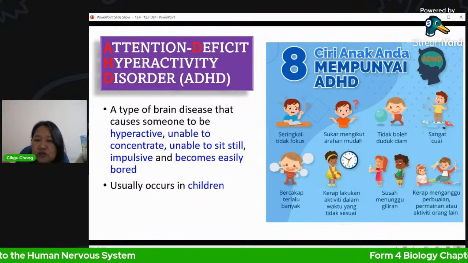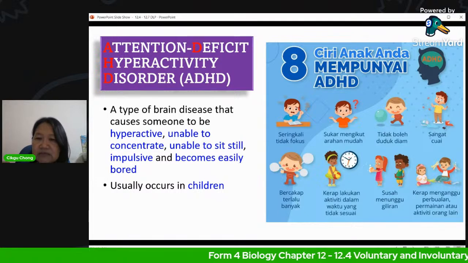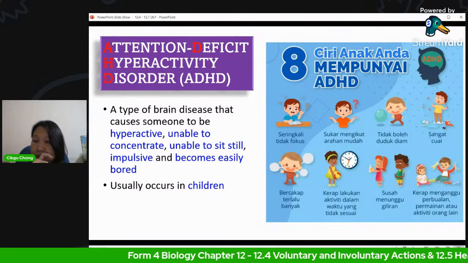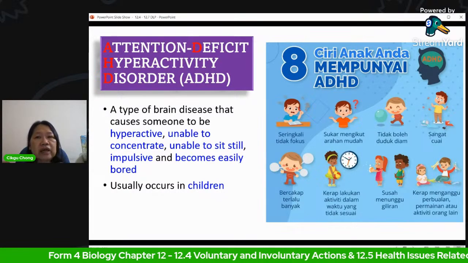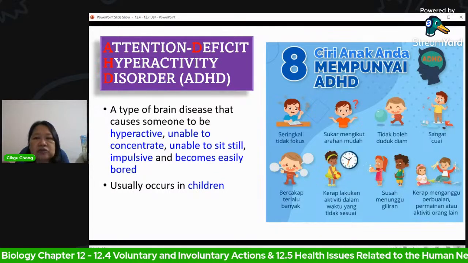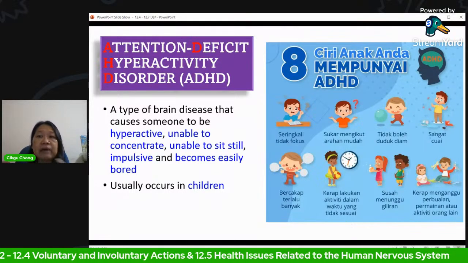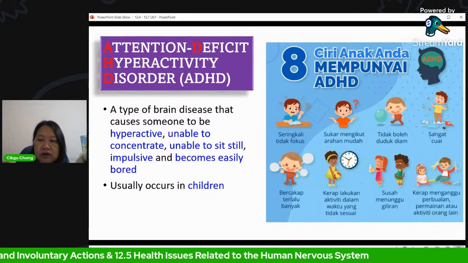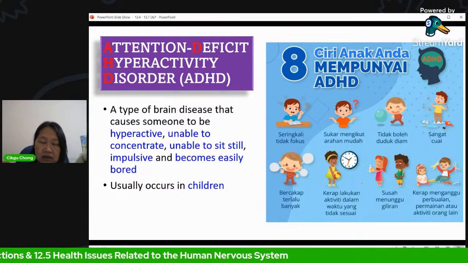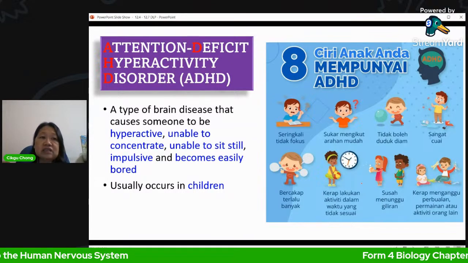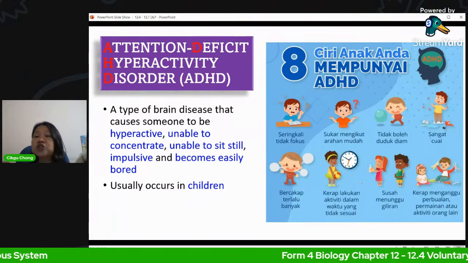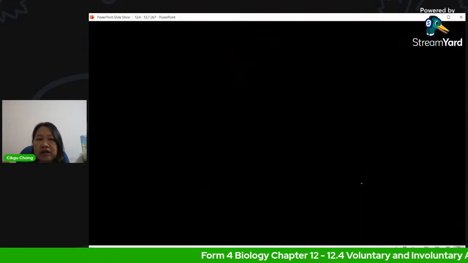They have difficulty waiting for their turn. Very restless, and they always like to interrupt people when people are talking. They're impulsive. They ask questions before the person has enough time to even finish giving instructions. So these are symptoms of ADHD, attention deficit hyperactivity disorder. Usually occurs in children. Okay, next one.